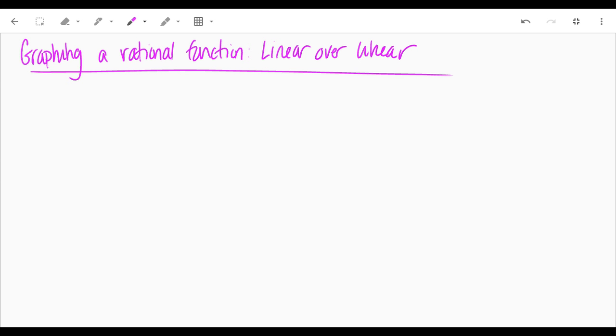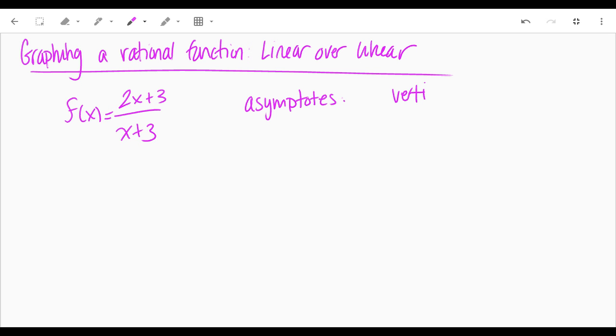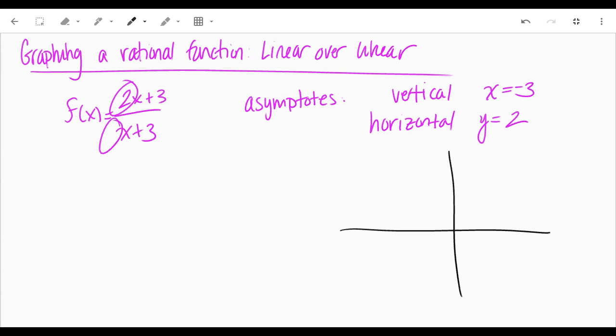So we have f of x equals 2x plus 3 over x plus 3. So again, your vertical asymptote will make the denominator 0. So x plus 3 equals 0, and x is negative 3. And for your horizontal, remember for this one, the degrees are the same. So it's the ratio of those leading terms. So it'd be y equals 2 over 1, or just 2. So again, we can start with that.